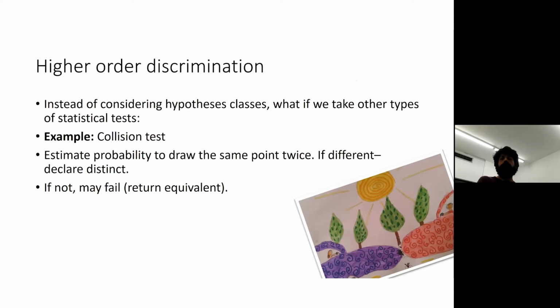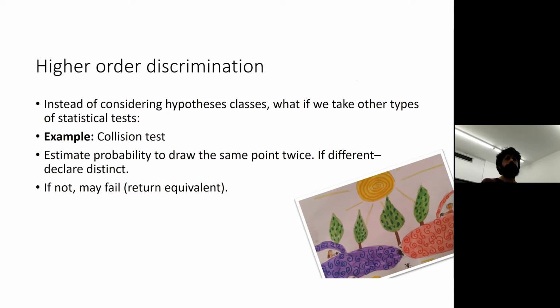So here's how I want to discriminate between the two distributions. Remember, I'm looking at something like IPM distance. I don't care if I will always succeed in distinguishing, but I do want to sometimes be able to distinguish. And what we can do is, for example, a collision test.